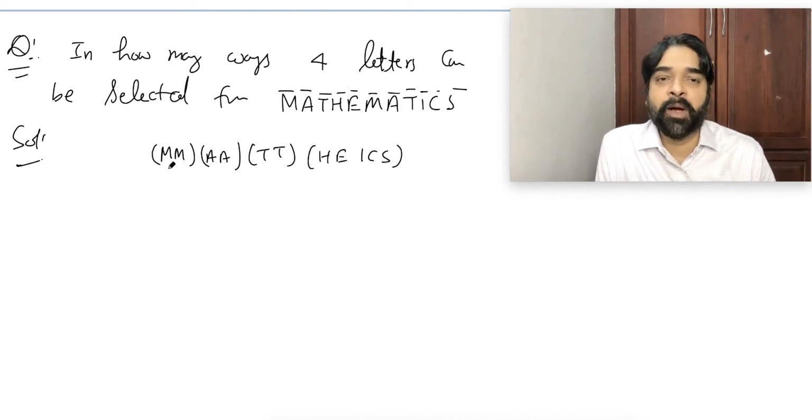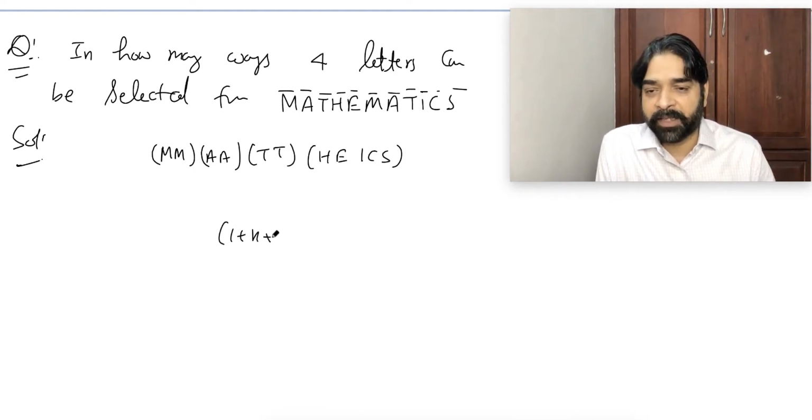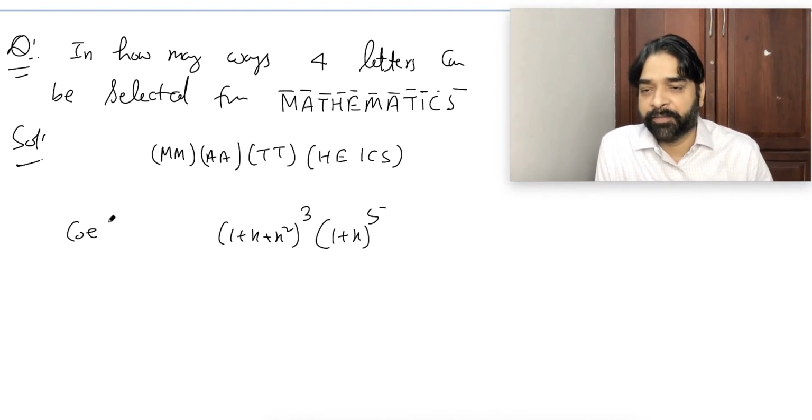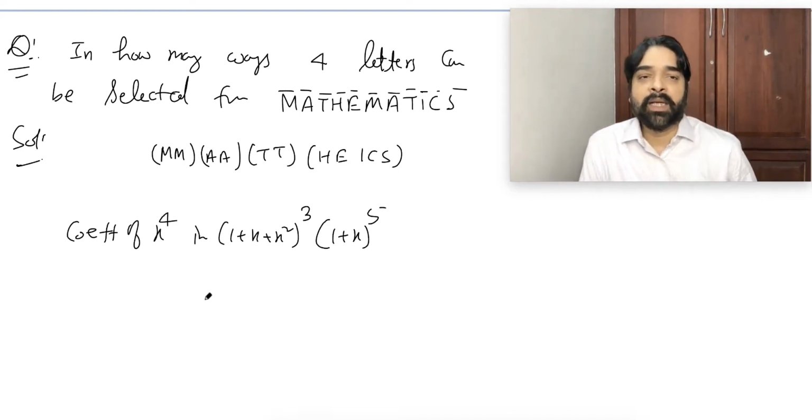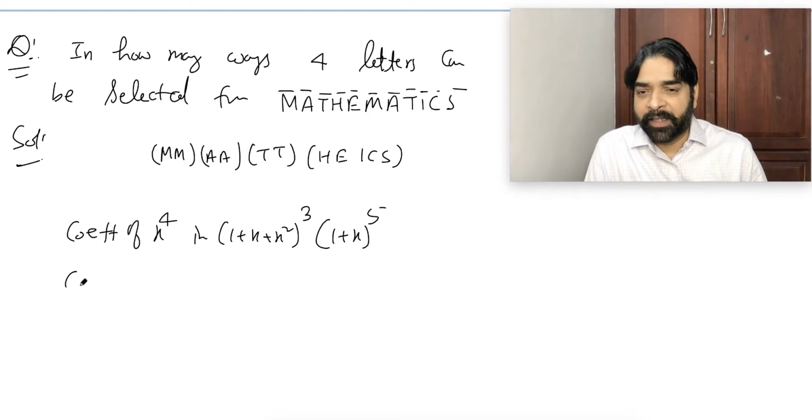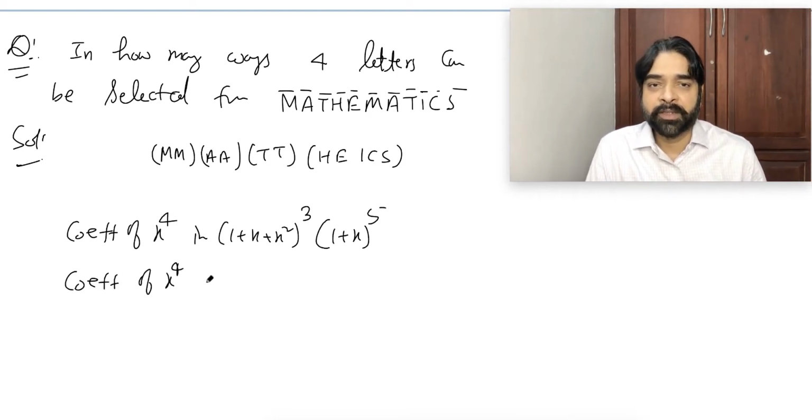This bracket will be what? (1 plus x square) power 3 into, this will become, (1 plus x) power 5. Coefficient of x power 4 in this. Yes or no? Now you have to find the coefficient. I think this kind of question, for calculation of coefficient, we discussed in the last class. Anyway, I'll do it.